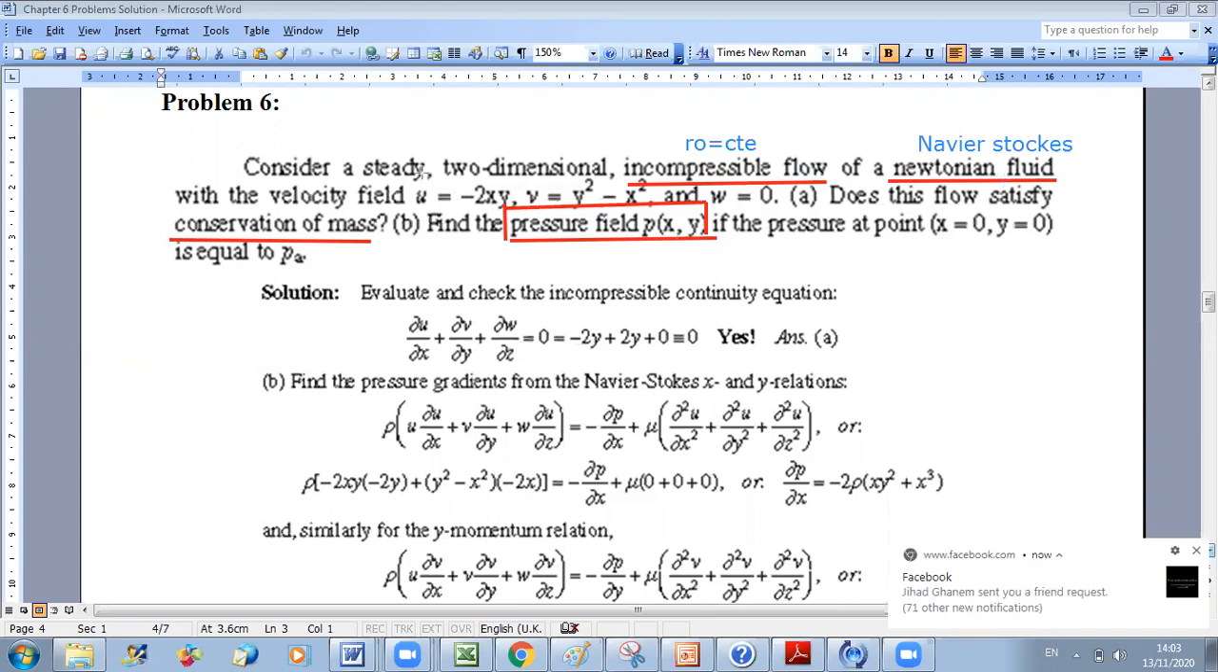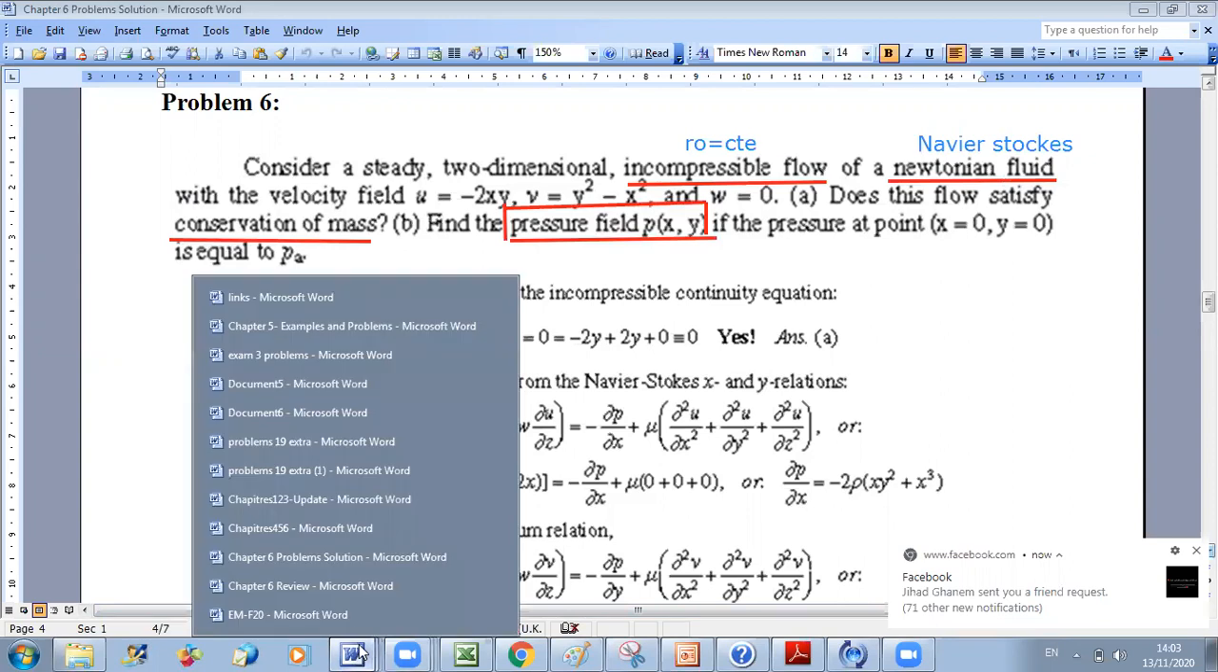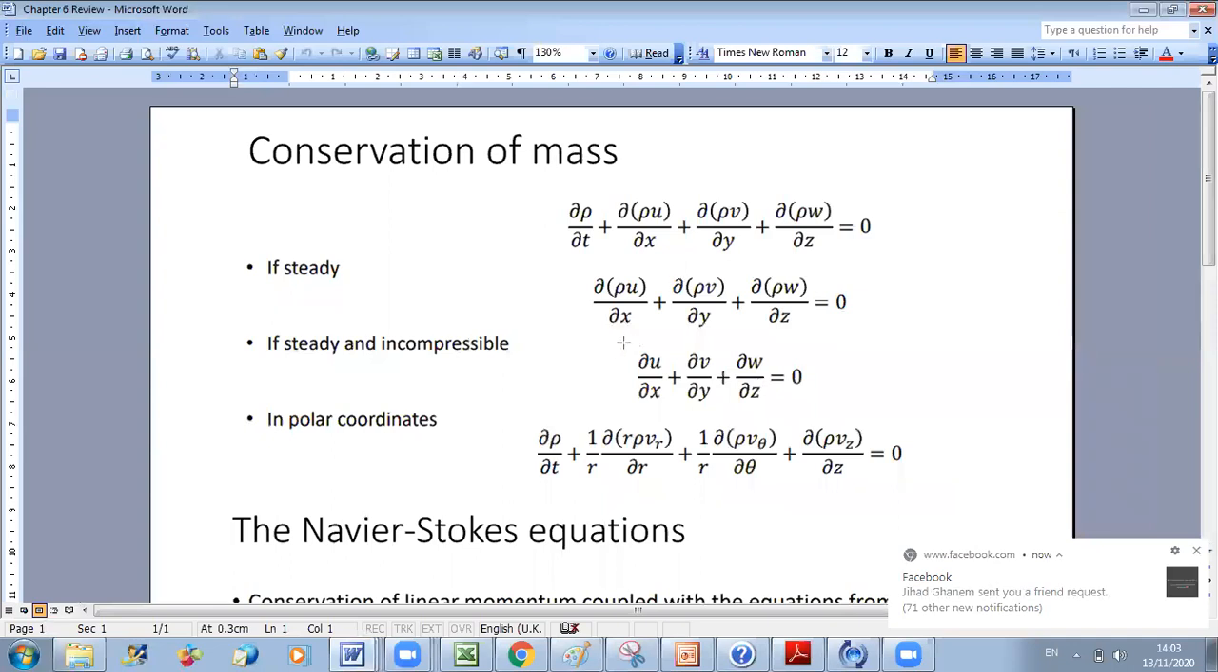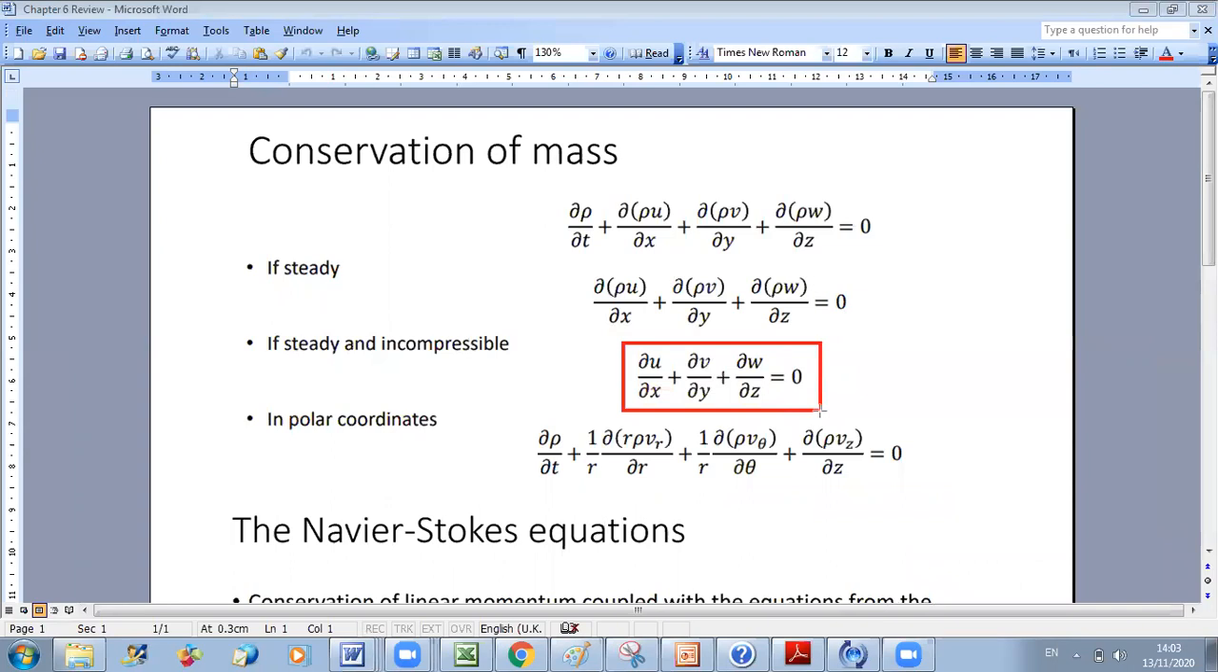So since we have incompressible flow, if I go to our formula sheet, I am in the case of steady and incompressible flow. So I can deal with this relation because rho is constant. Even if it's not steady, whenever rho is constant, this term will cancel, and rho will be simplified from my relation. So I get del u by del x plus del v by del y plus del w by del z equals 0. This is the condition.